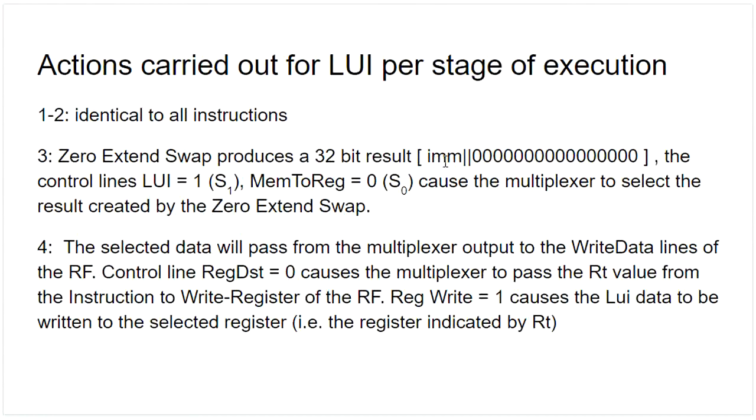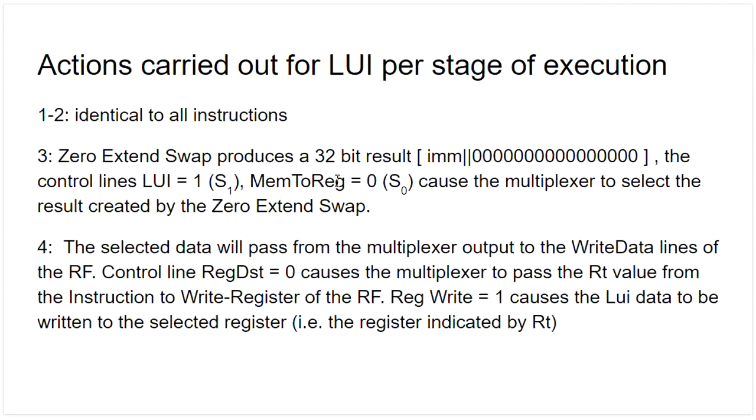It's going to take the immediate value and append. These two lines mean append. It's going to append 16 zeros to the right, and that's our final result. And since the controller knows that it's a LUI command, the control line LUI will be set to 1, which is S1.